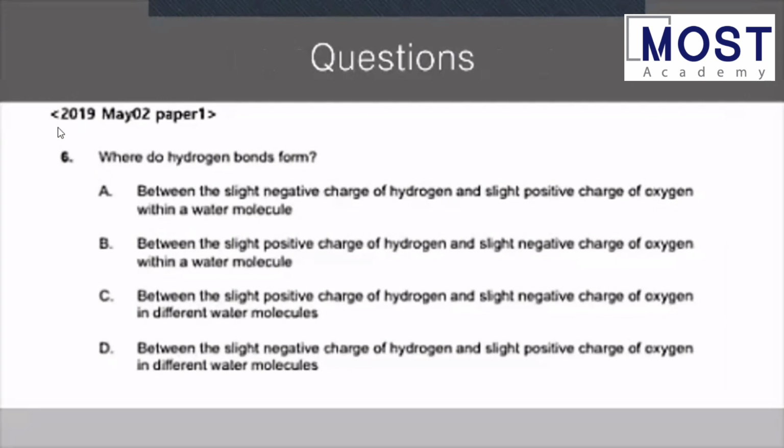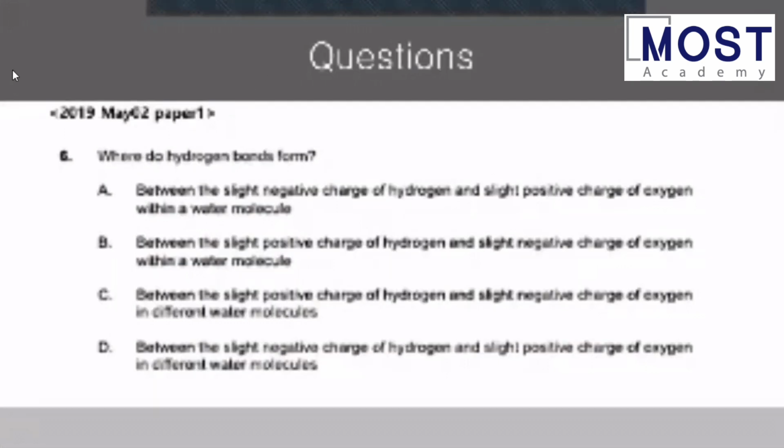Now, we've gone through all the major concepts. We'll be going through a past paper question. This is 2019 May paper 1. Where do hydrogen bonds form? They've got four different answers here, and you can see that they're talking about the charge of hydrogen and oxygen and whether the hydrogen bonds are between molecules or within a molecule.